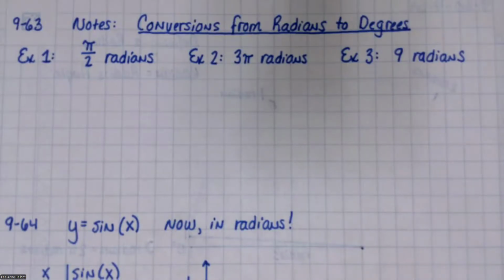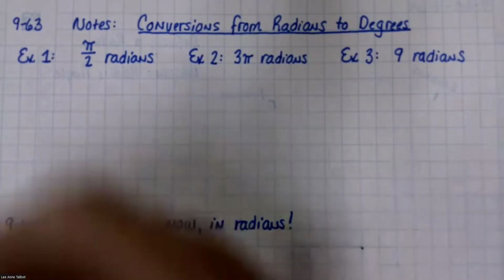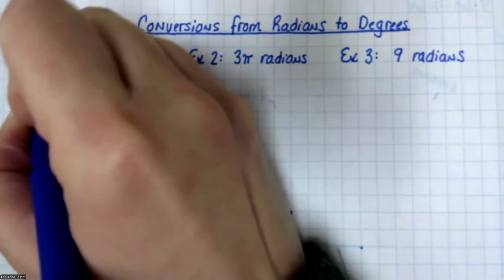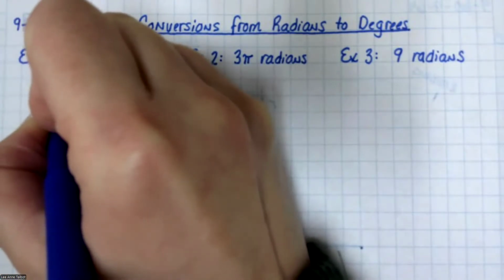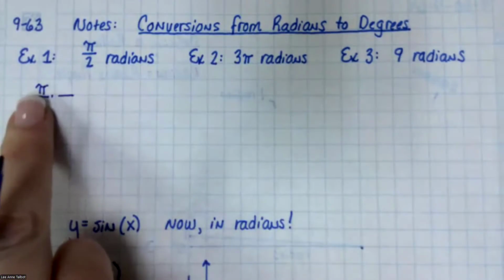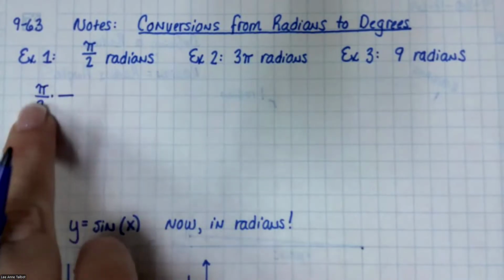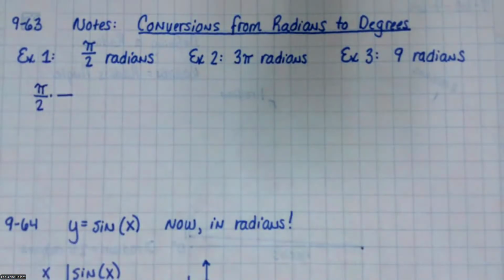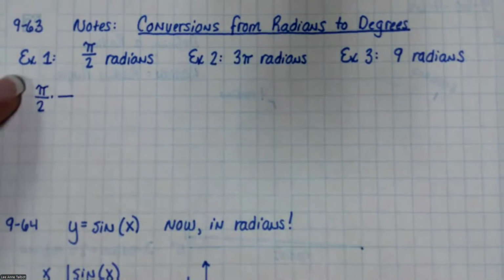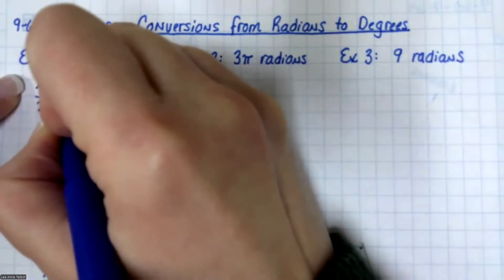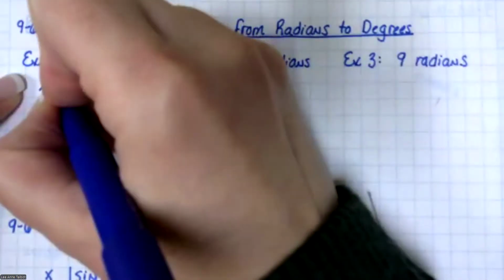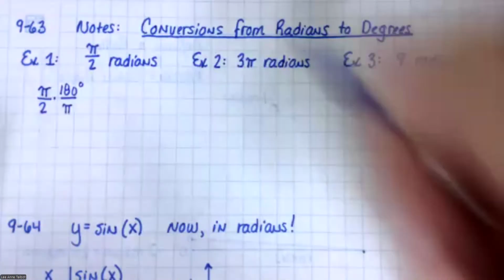Is there a difference when it's like 3 pi radians and 9 radians? Yes. Okay, so start with pi over 2 times line. And this is a little different because we did times line before, but this one already has a line in it. So you want to make sure your line goes right next to your other line. On this one, the pi is on the top, so we want to put the pi on the bottom to cancel and the 180 on the top.